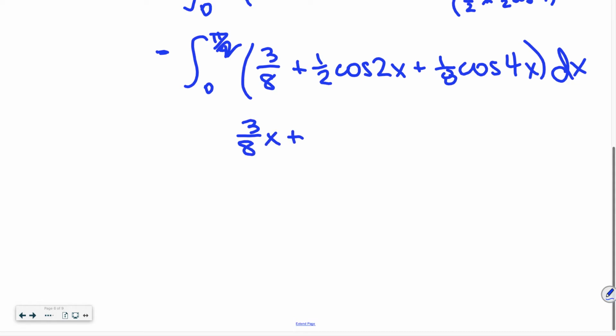Please be careful. When we take the antiderivative of cosine, yes, we get sine. But since there's a 2x inside, we're going to have to multiply by the 1/2. So we have 1/4 sine of 2x. So over here would be 1/32.